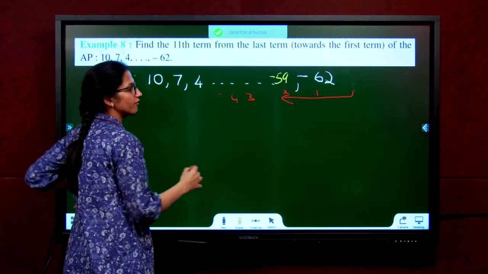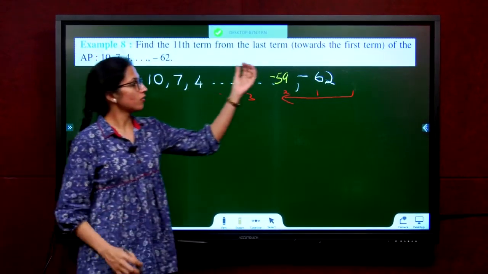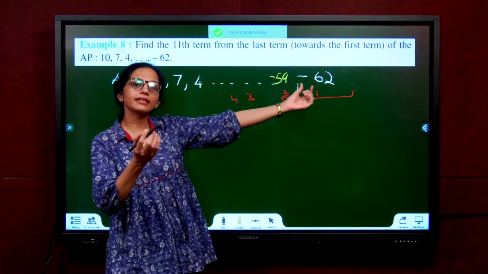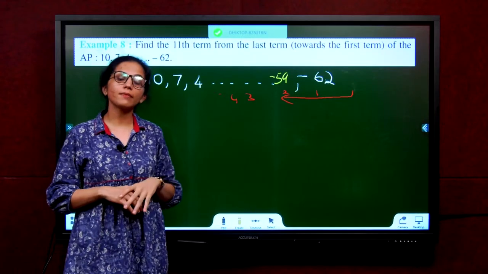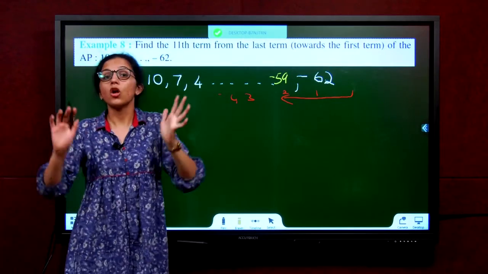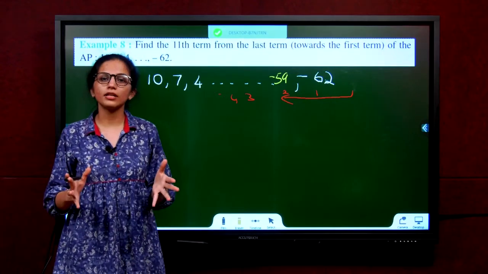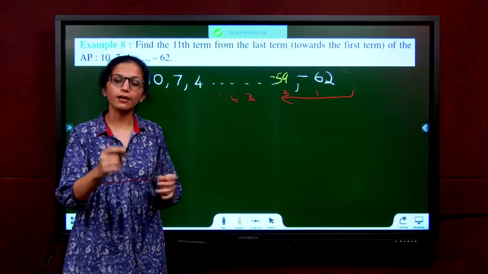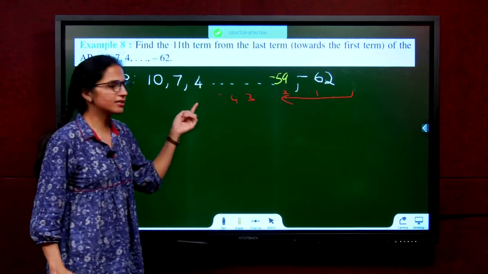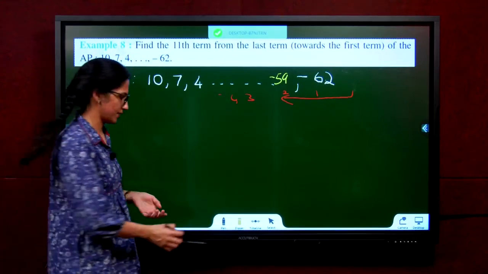So instead of wasting time finding what number this is, oh, is it the 30th term? From 30, if I remove 11, it is the 19th term. Then the 19th term is the 11th from last. Too confusing. That is also correct, you can get the answer. But we will use a very simple technique here. Since I want the 11th term from the last, I will simply reverse my AP.